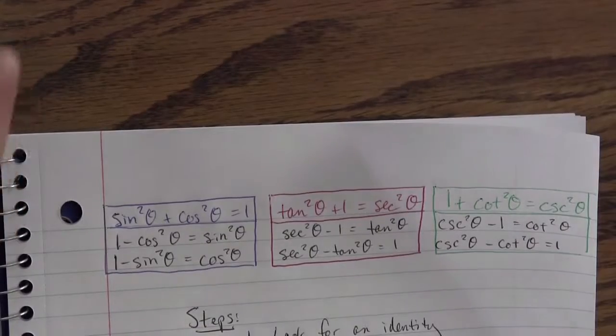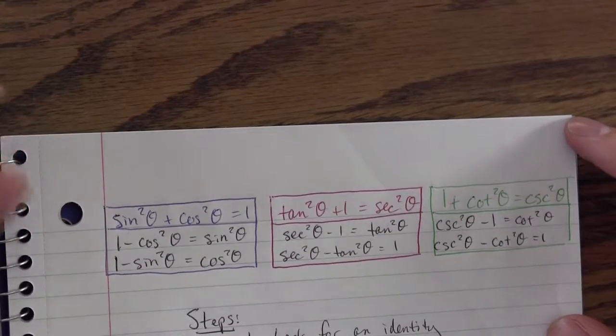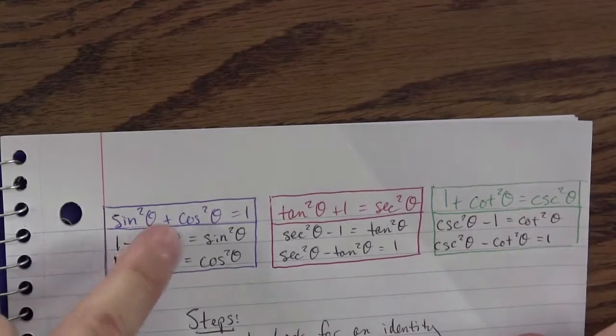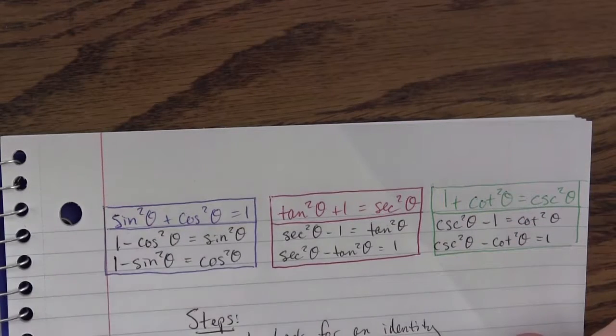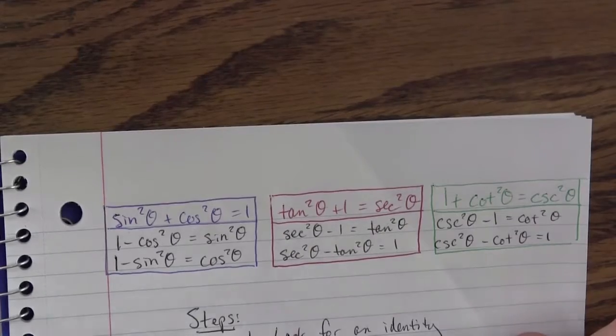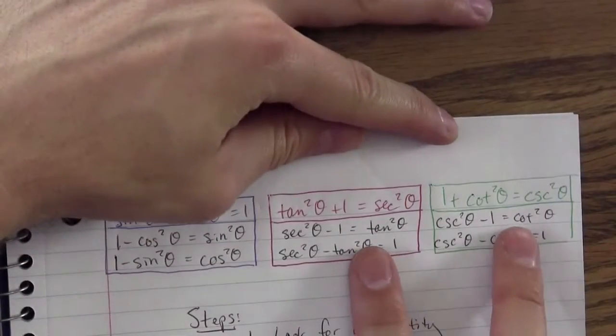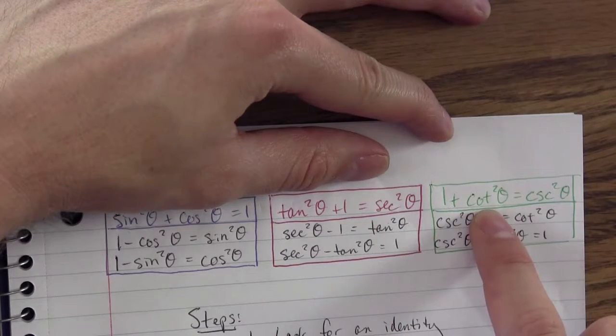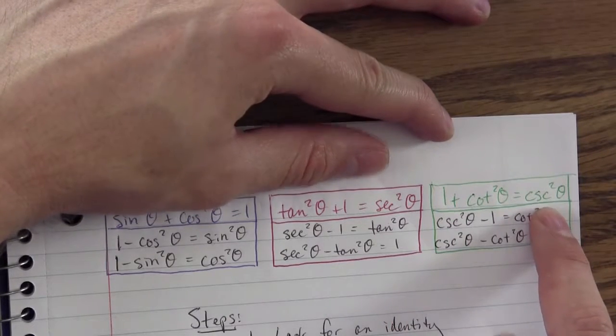Section 3.1 is all about the big three trig identities. You already know this one: sine squared plus cosine squared equals 1. So really the chapter is just introducing these two new ones: tangent squared plus 1 equals secant squared, and 1 plus cotangent squared equals cosecant squared.